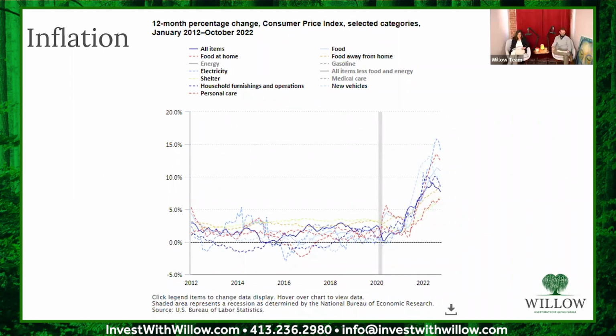Yeah, I mean, this chart is showing things. It's got food, electricity, shelter, personal care. This is huge. Household items, gasoline, medical care, vehicles. Some of these things shot up so much over the past year that it only makes sense for some mean reversion to happen, for some of that to come back down.